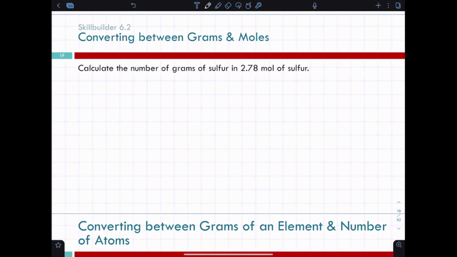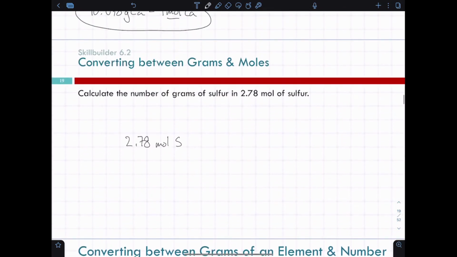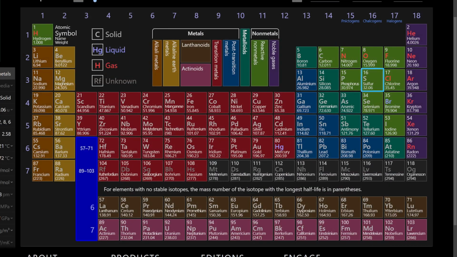All right, so converting between grams and moles. We want to calculate the number of grams of sulfur in 2.78 moles of sulfur. So start with 2.78 moles of sulfur. And then we need to convert that, right? We've got to go from moles of sulfur to grams. So we're going to have to go to our periodic table. Periodic table here, 32.06. These are always in grams per mole.